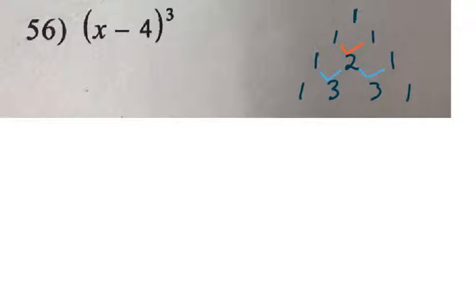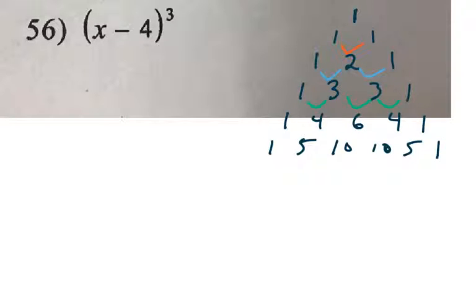And I'm going to go to 5 just to go a little bit further. And if I need to go further than that, then I will, of course. But the next row is going to go 1, 4, 6, 4, 1. The 1 and 3 make 4. The 3 and 3 make 6. The 3 and 1 make 4. And we'll do one more. 1, 5, 10, 10, 5, 1.